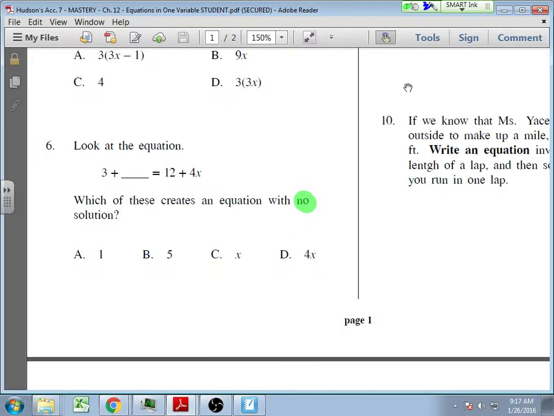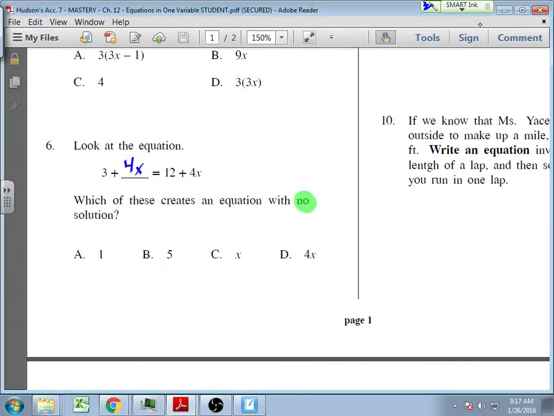I need a contradiction here is what we start to call it. So what can I plug in to make this never ever be able to be true? Shahib? 4x. The 4x. Because if I plug in 4x here, no matter what I plug in for x, this cannot be true, because 4x is shared on both sides. 3 is not equal to 12. We know that.